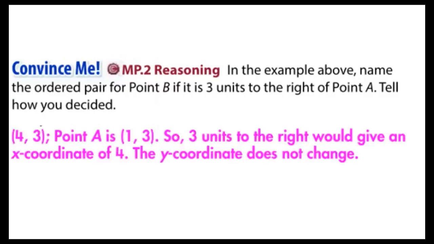Why? Because point A is located on ordered pair 1 and 3. So 3 units to the right would give an x coordinate of 4, and the y coordinate doesn't change. Yes, this is the distance from 0 to the fourth unit on the x coordinate, and we will not move from the y coordinate, so it will be as it is. Okay, now we can move to the next one in guided practice, but before going, you have to finish the answer.